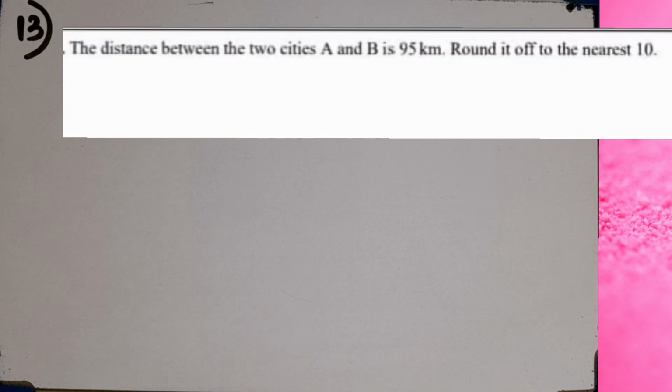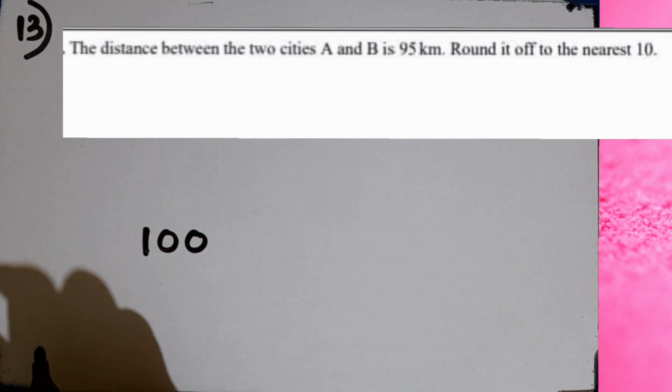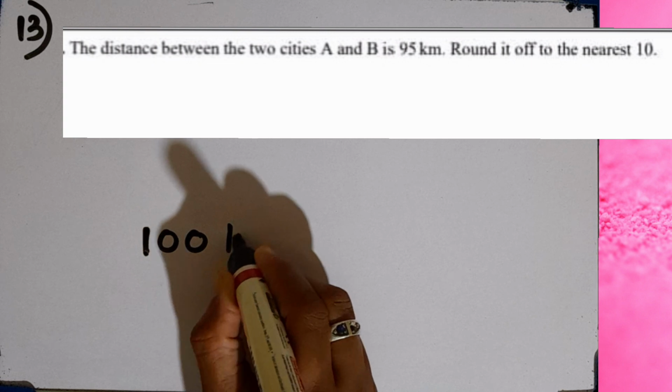Question number 13. The distance between the two cities A and B is 95 kilometers. Round it off to the nearest 10. When we are rounding off to the nearest 10, we are looking at the last digit here, that means the ones place digit. Here ones place digit is 5. So we are rounding off it to the nearest higher multiple, that is 100. So it can be rounded off to 100 kilometers.